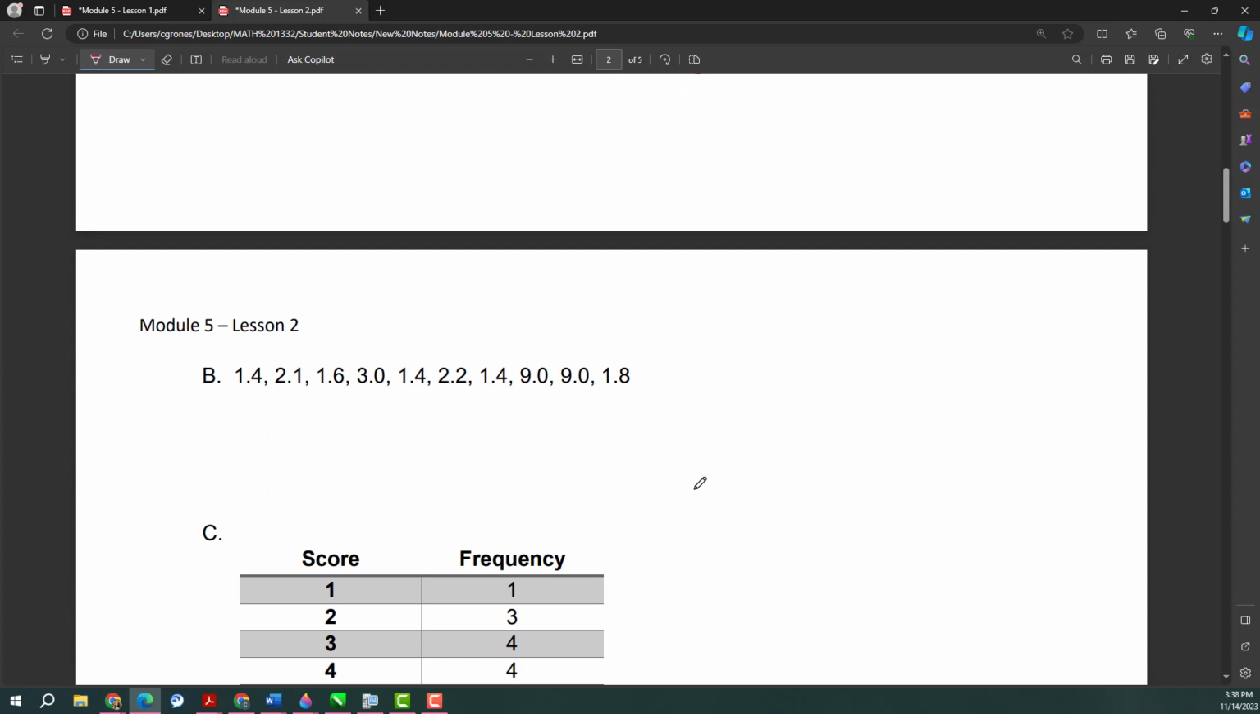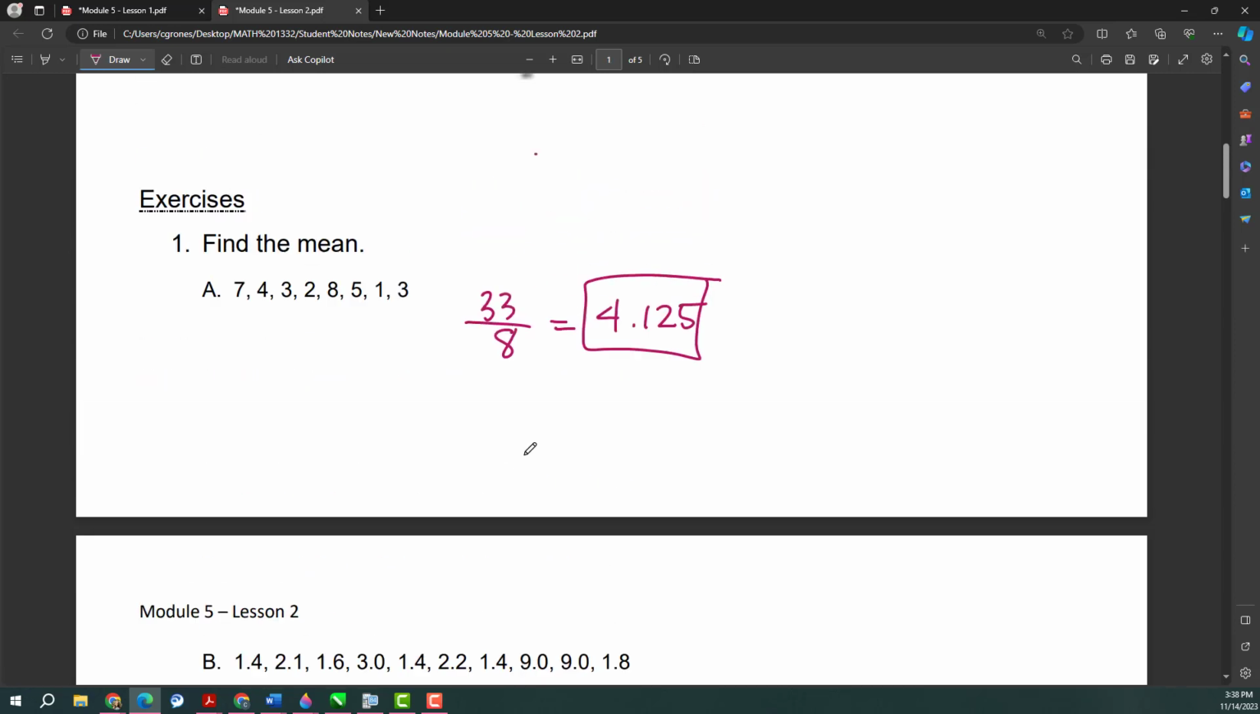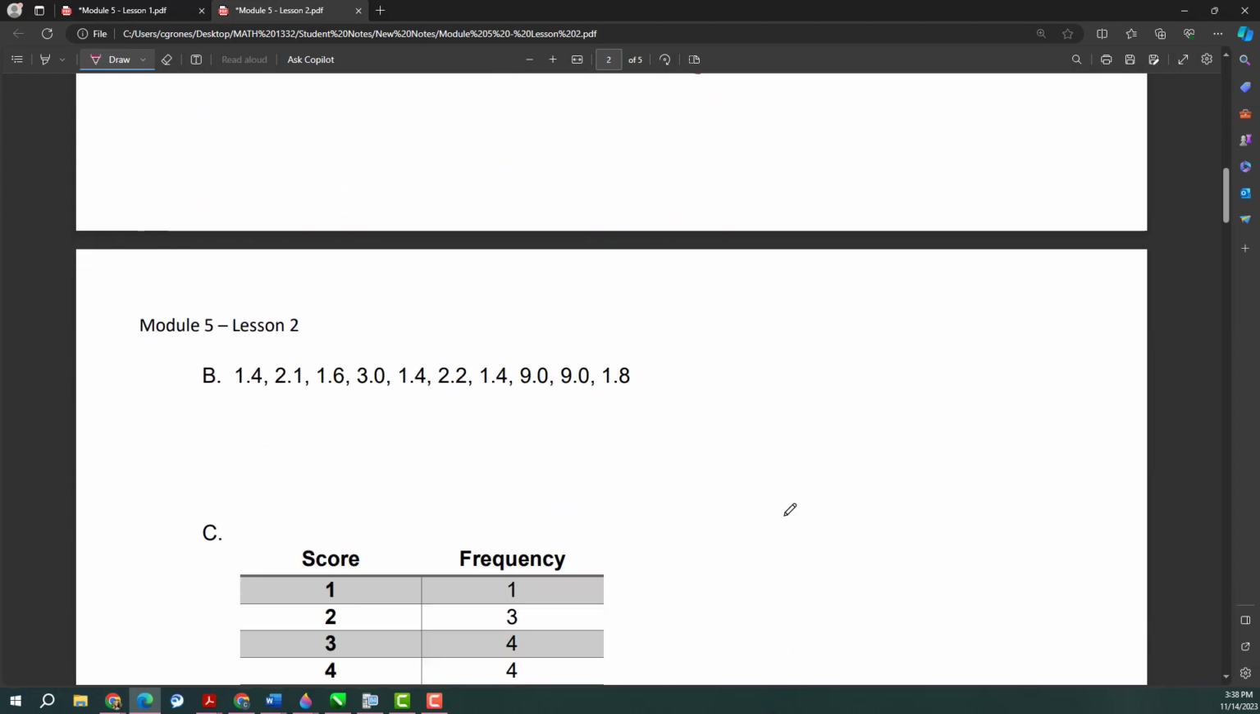B. We'll do the same thing. All right, B, we'll add everything up again and then divide. We've got 1, 2, 3, 4, 5, 6, 7, 8, 9, 10. Did anybody work it? You should get 32.9 divided by 10, and you should get 3.29.